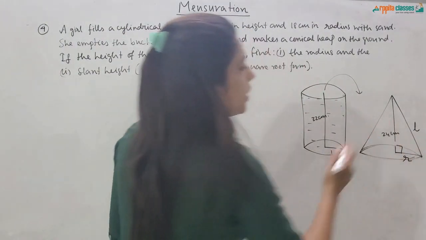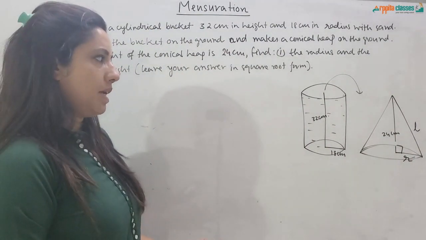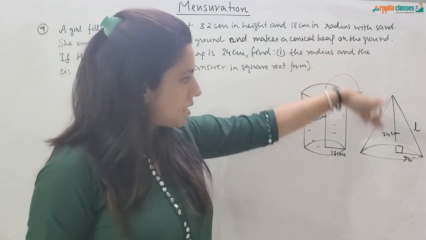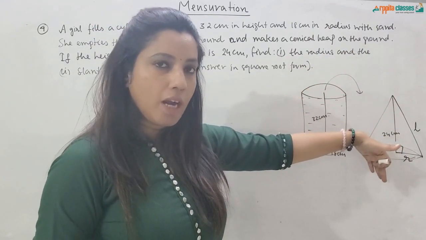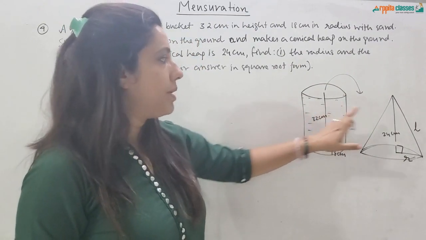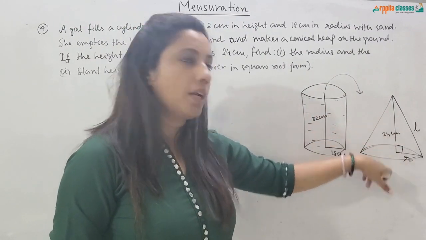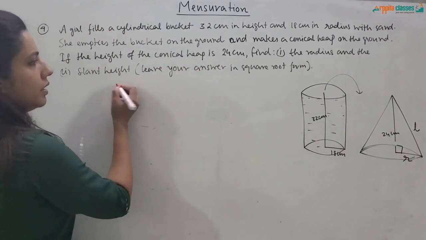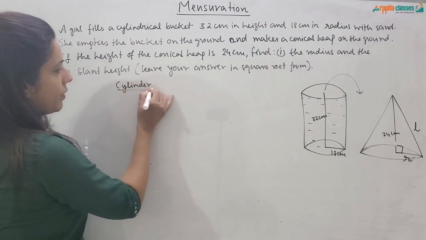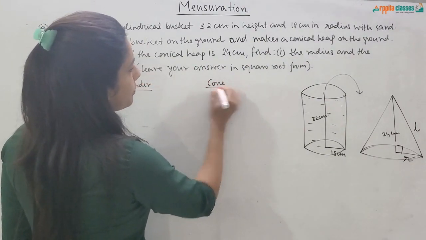Okay. So now again the concept remains the same, that the volume of the cylinder, since it is filled with sand and now the sand is emptied on the ground and the conical heap is made. So the volume of the sand in the cylinder will be equal to the volume of the conical heap. Okay. So here there are two figures. I am writing the cylinder, that is one figure, and the other figure is the cone.